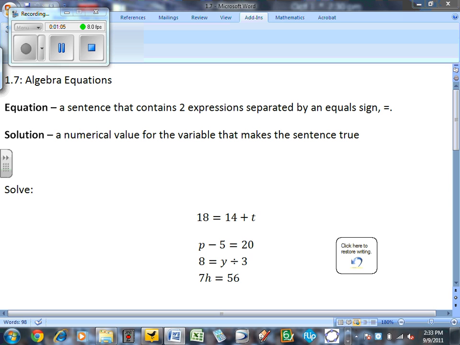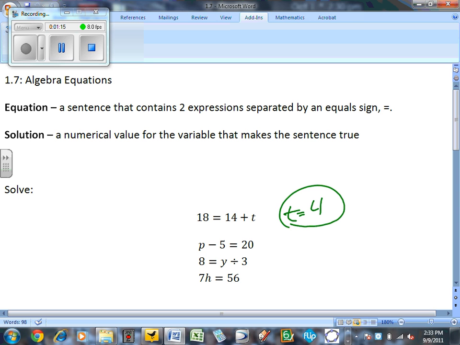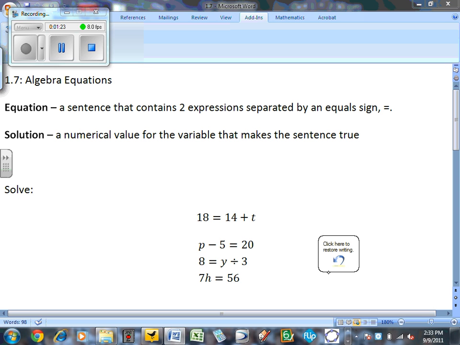So that's what we're aiming for. Okay, so we're asking ourselves, what plus 14 equals 18? Well, we can think of that right off our head and say 4. So we would say t equals 4. That is a solution, because if we plug 4 in here, 14 plus 4 is 18, and that makes it true. 18 equals 18. The next one, we ask ourselves, what minus 5 equals 20? Well, we know that 25 minus 5 equals 20. The other way you can think about it is, if I added 5 to 20, I'd get what I started with, right? So P equals 25 is a solution.